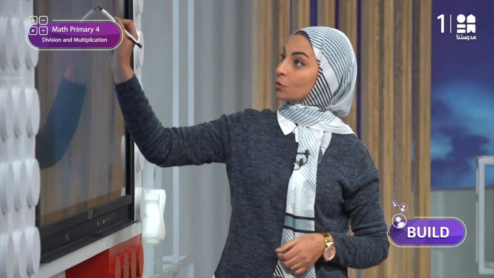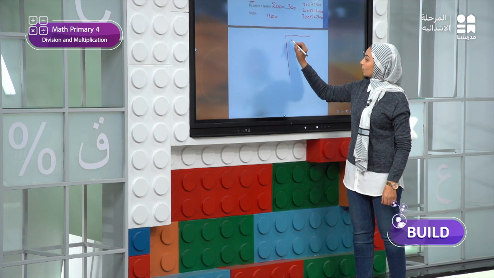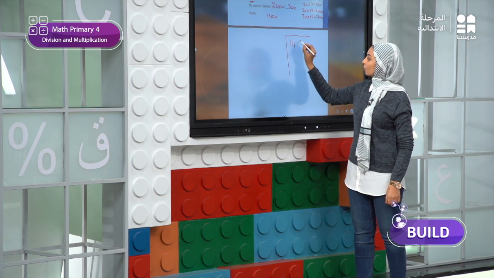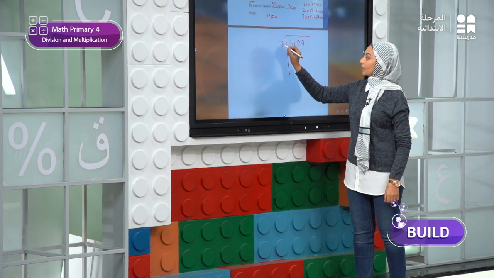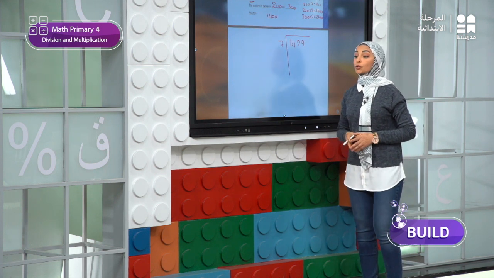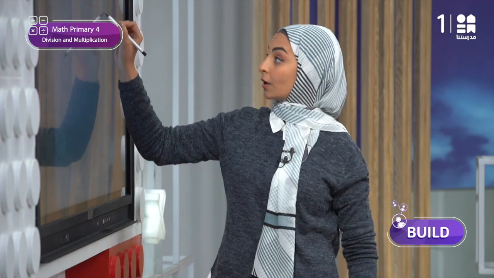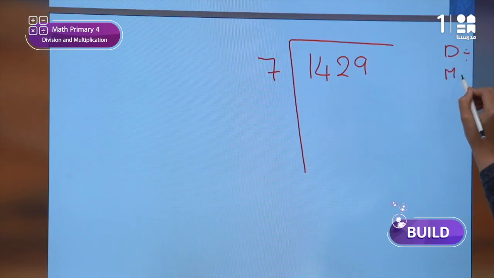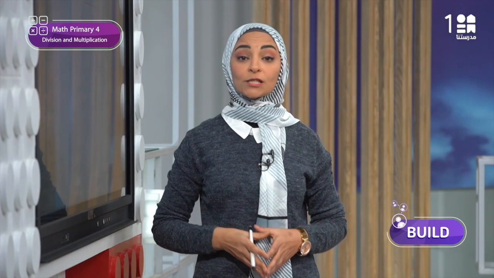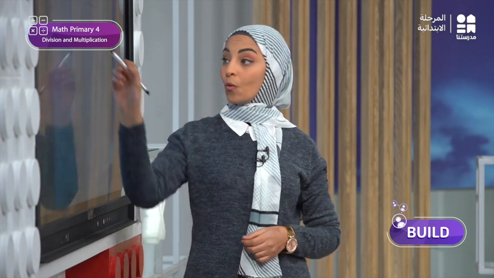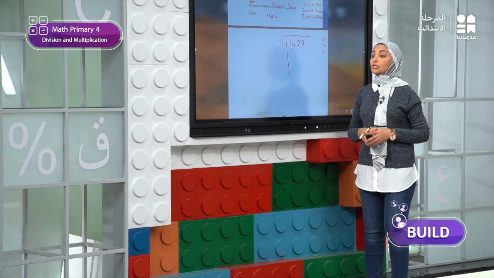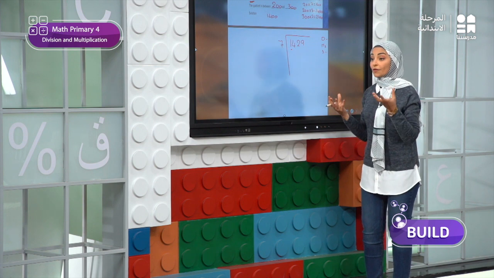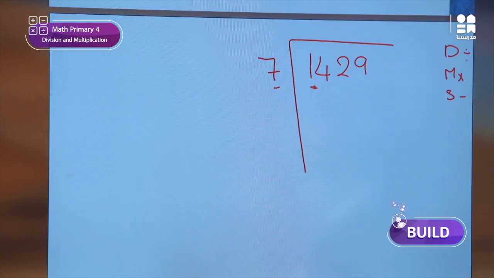Okay, let's set up my problem. Here I write 1429 divided by 7. First of all, what should I do? Yes, the 1 is the digit with the biggest place value. I will write my steps here: division, multiplication, subtraction. So I will start with 1. Is it 1 or 1000? 1 here represents 1000. So, can I divide 1 into 7 groups? Of course, no.